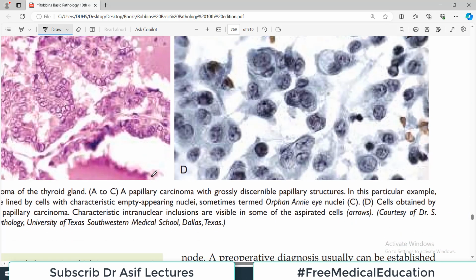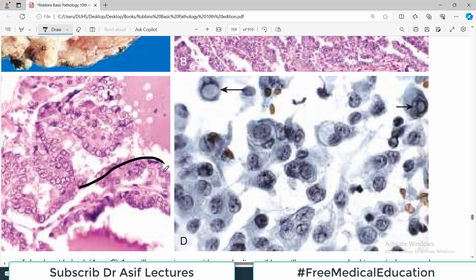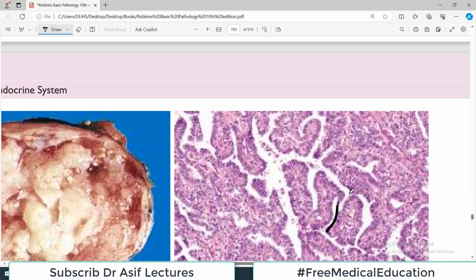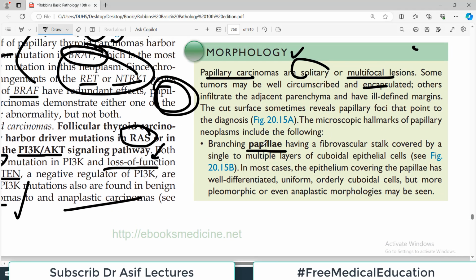Okay, the microscopic hallmarks are obviously the branching papilla. So you should be able to see somewhere. So you see here, these are the papillary structures. Okay, so you see these papilla. These papillary structures are the hallmark of histopathological diagnosis. So there are papillae available.